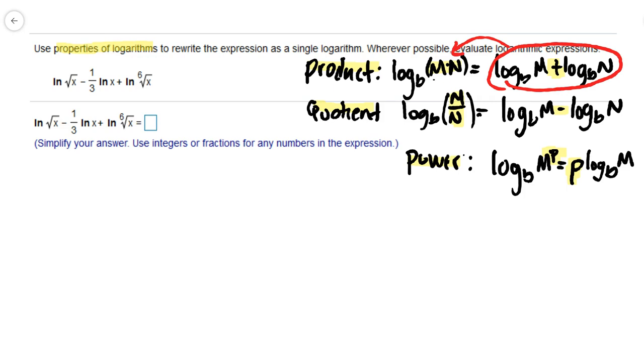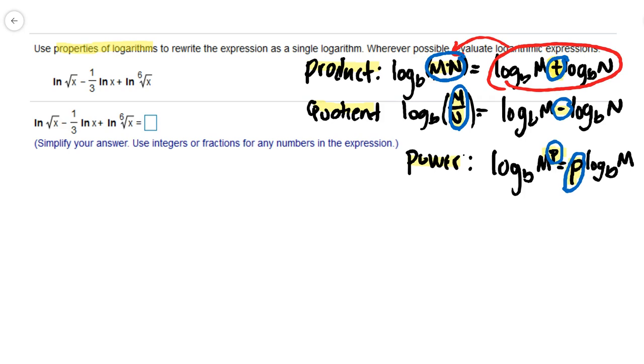So if we have a sum of two individual logs, that's going to become a product inside the log. If we have a difference of logs, that's going to become a quotient. And if we have a number out front, that number can be moved to become the power inside the log. So let's take a look at the question that we have. We have natural log square root x minus 1/3 natural log x plus natural log 6th root of x.